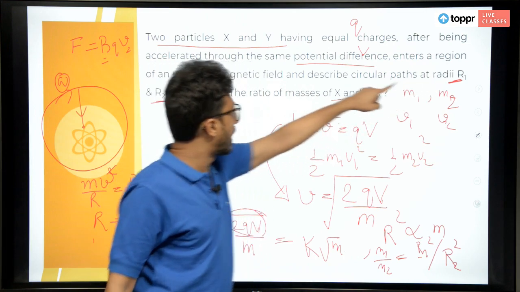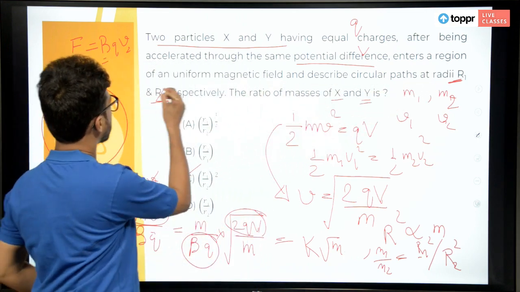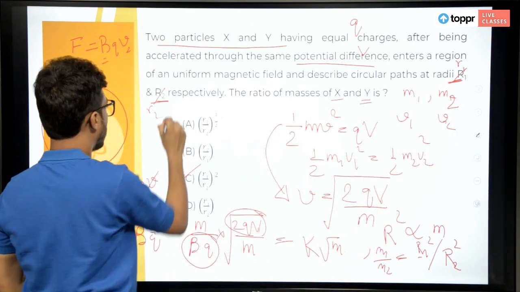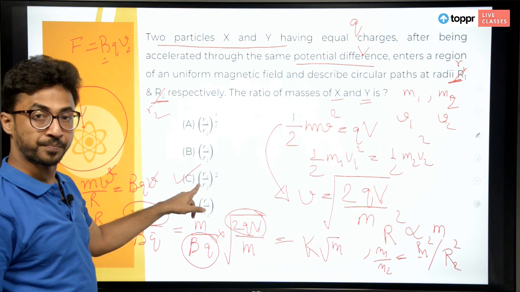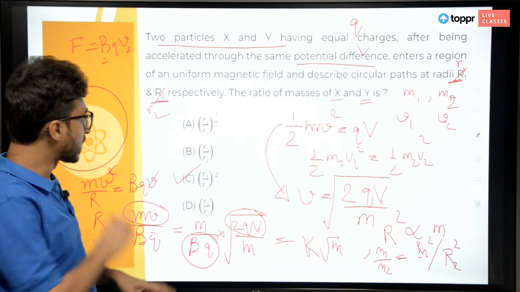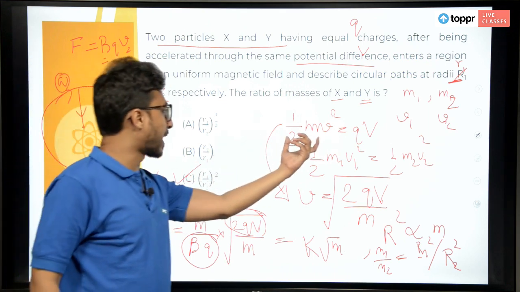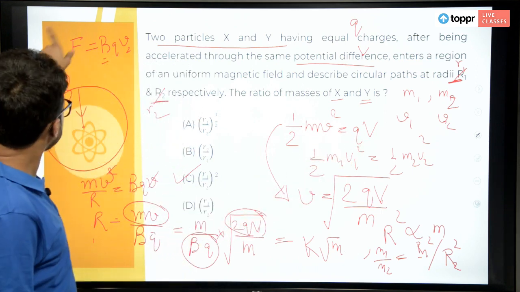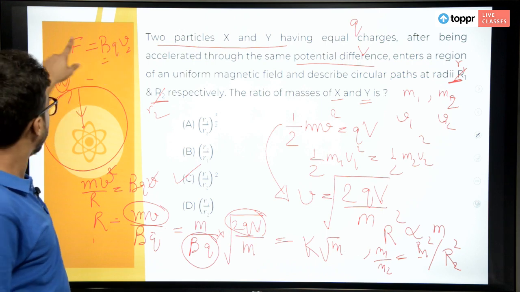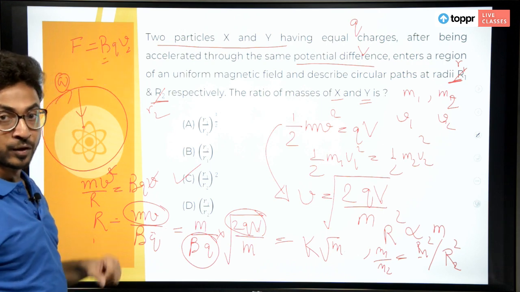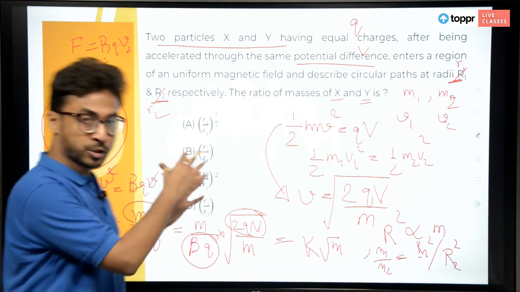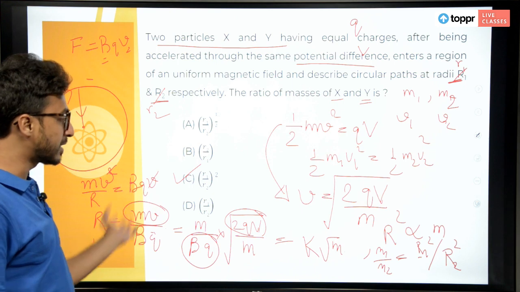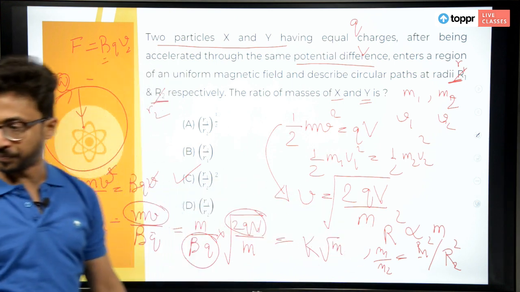Circular path of radius r1 and r2. This should have been written as small r1 and small r2, right? The answer is this. Clear? So here we are basically using two equations. One is the kinetic energy equation, half mv square equals qV. Another is the Lorentz force bqv equal to the centripetal force. By getting these two equations, we find the radius in terms of mass and velocity, and we substitute and get the answer.